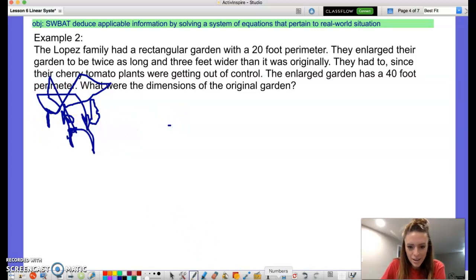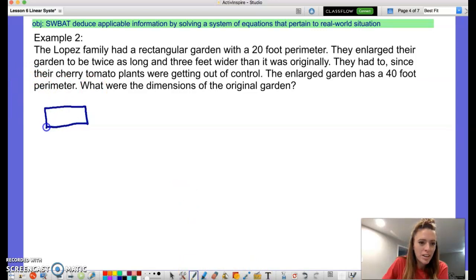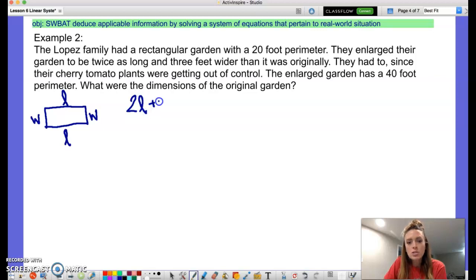Okay, yay, it stopped. So the perimeter of our garden here. Perimeter is the outside, right? So we can call this the length, and we can call this the length. That's an L, and then a W and a W. There are lots of ways to write that equation. You can write W plus L plus W plus L equals 20. I would prefer just writing 2 lengths plus 2 widths equals 20.